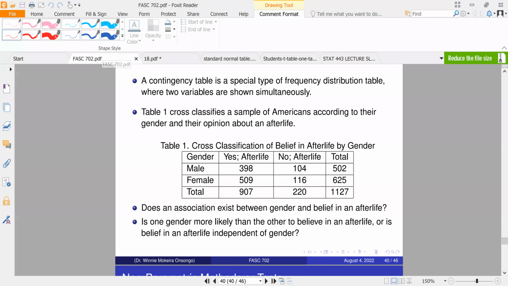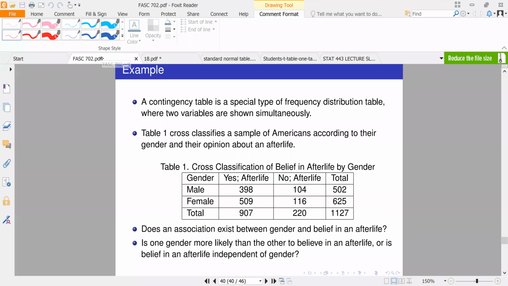So here is another example of a contingency table for two categorical variables. In this case, we are assuming that you are trying to investigate individual belief on whether people believe in an afterlife or not. There are those people who believe that there's an afterlife. There are those people who don't believe that there is an afterlife. So we take a group of people. In that group, we have males and females. And then we ask them whether they believe in the afterlife or not.